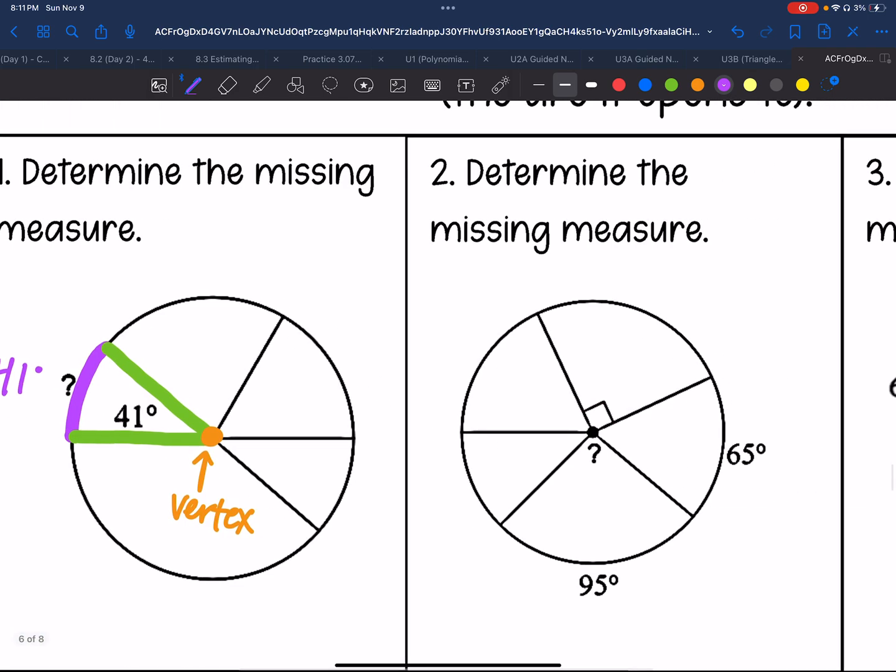So notice in example 2, we are looking for the measure of this angle here. We recognize that this angle is a central angle because its vertex is the center of our circle. So that means it's going to be congruent to the arc it is opening up to. So if we look at the arc it's opening up to here, we see it's 95 degrees, so our angle is also 95 degrees.